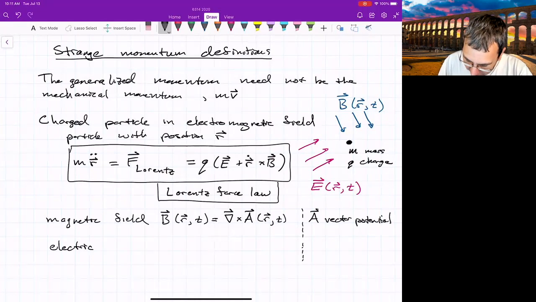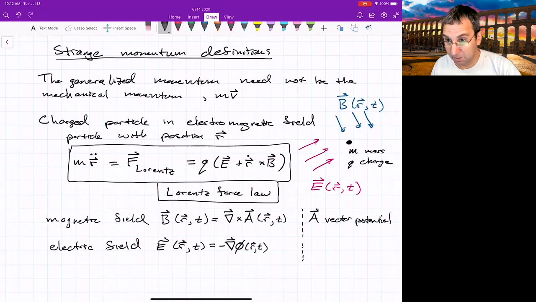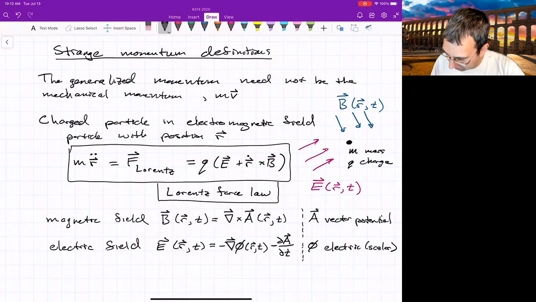So the electric field looks like the negative gradient, and then this is called the electric potential. It's grad of phi, which has to be a function of position, and could be a function of time. And then there's also this weird term, the negative partial derivative of that vector potential with respect to time. So phi is the electric potential, and I guess we could just remind ourselves that it's not a vector, it's a scalar field.